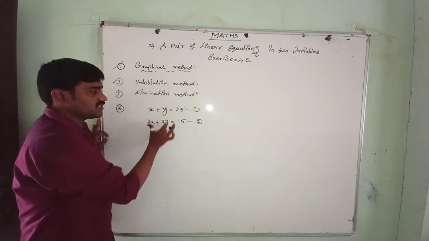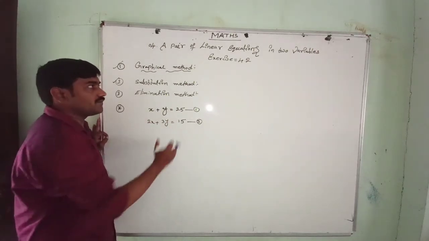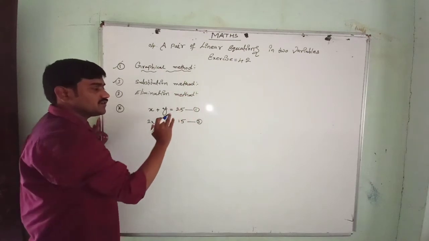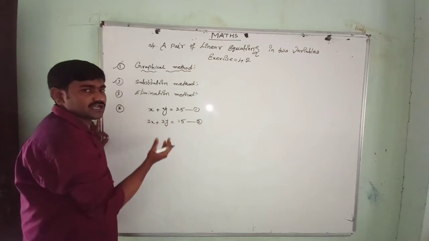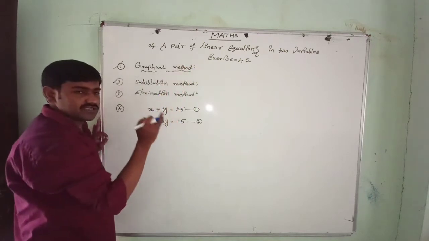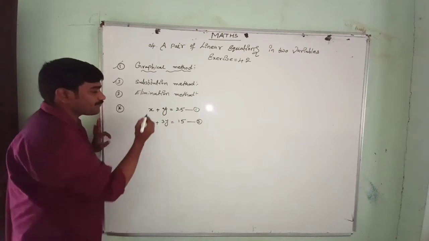Later we will go for the elimination method with the same example. Let us see whether we get the same answer or not. In these three methods, when you solve a pair of linear equations in two variables, you always get the same answer. Whatever answer you get in the graphical method, in these two methods also we get the same answer. So let us see now.